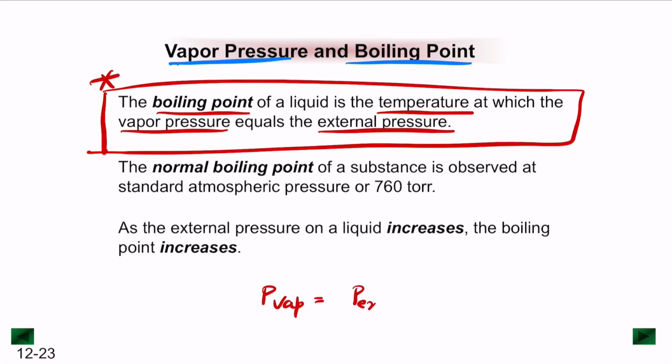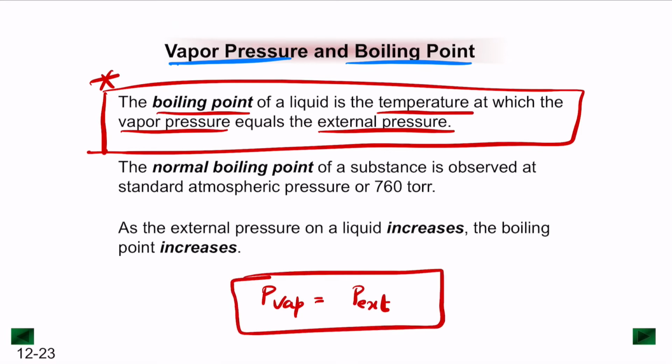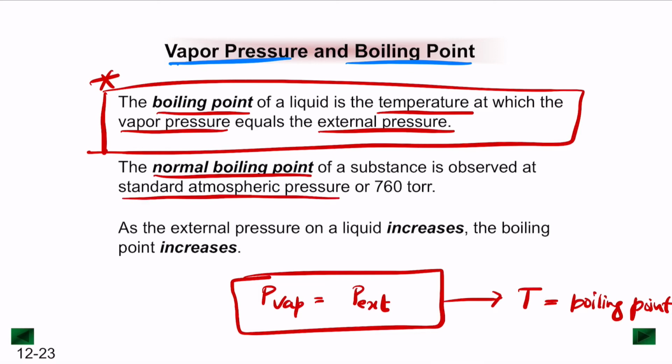So when the vapor pressure equals the external pressure, the temperature at this point is called the boiling point. So this is an important point. The normal boiling point of a substance is generally observed at standard atmospheric pressure, or 760 torr. When you increase the external pressure on the liquid, the boiling point will automatically increase.